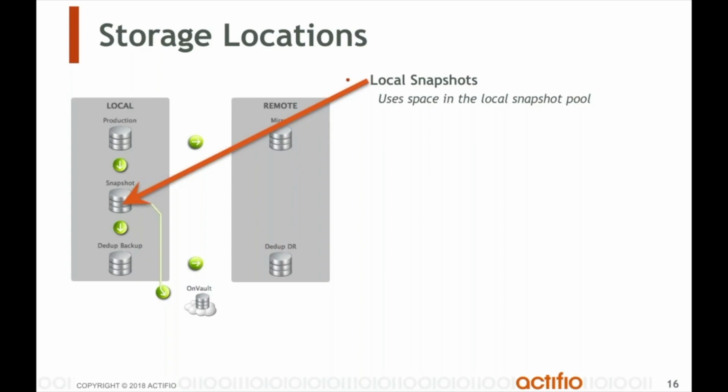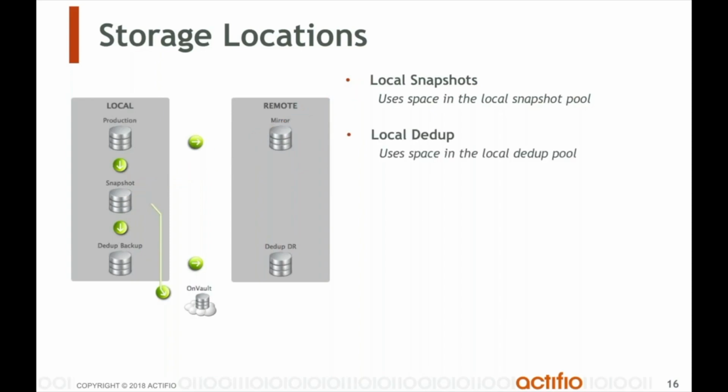Local dedupe, of course, again, was for that longer term local retention and is shown as the dedupe backup pool. Remote dedupe, as I said earlier, is long-term remote retention at an offsite location and is represented by the dedupe DR pool. The important thing to remember here is that this dedupe pool is local to the remote system.